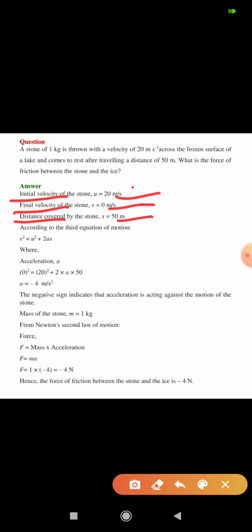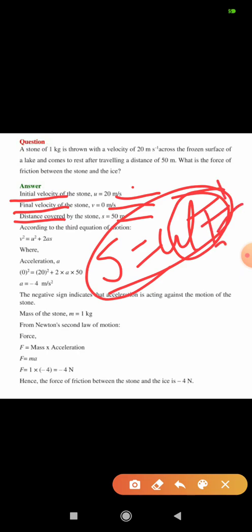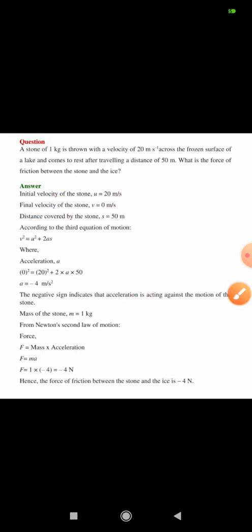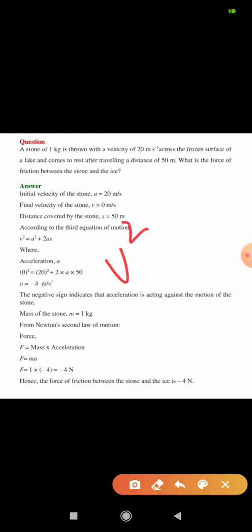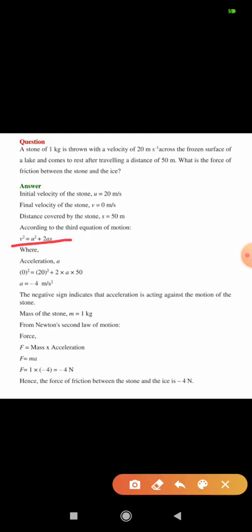But if we go for the second equation of motion, we need t also, and t we do not have. Moreover, the most important thing in this equation is the half a t square, so t is also required. That is why we will not go for this equation. Instead of this we will go for the third equation, v square is equal to u square plus 2as. With the help of this equation we will find the value.